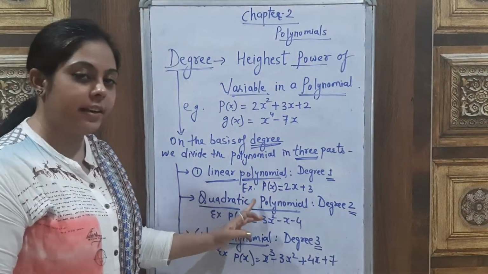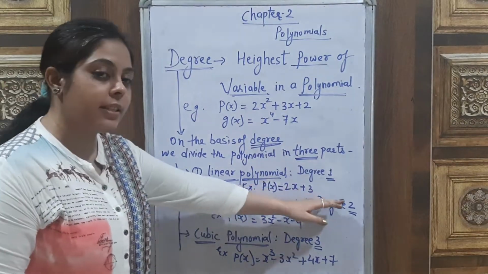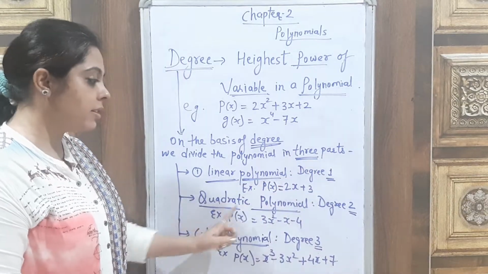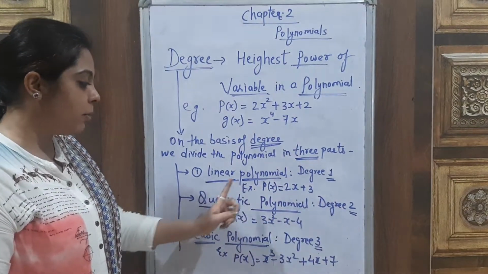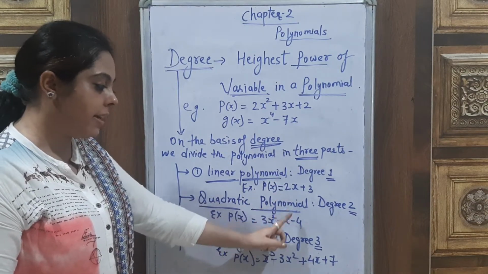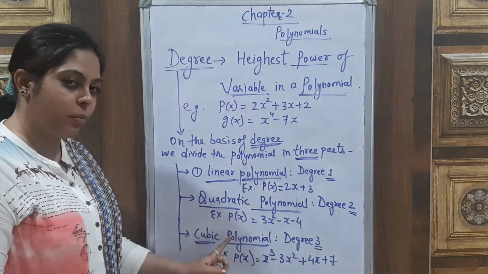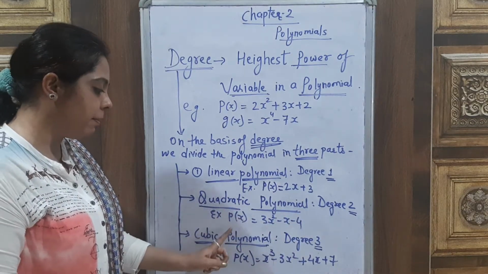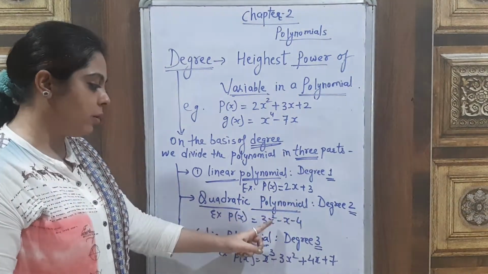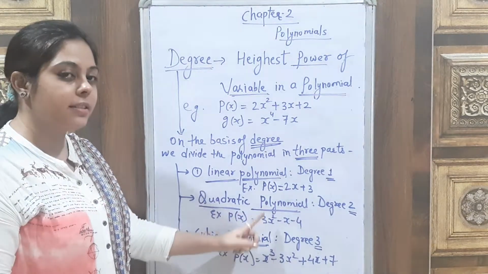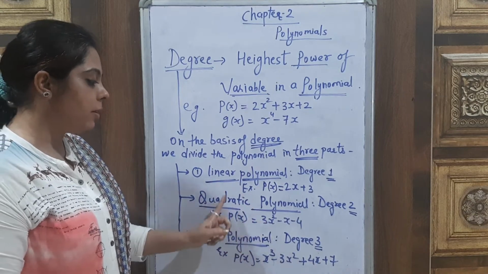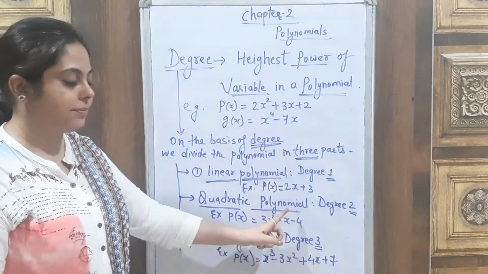Second one is quadratic polynomial. The degree is 2. It means that if the degree of polynomial is 2, so the polynomial will be quadratic. For example, 3x² - x - 4 is a polynomial p(x). Here we have taken a polynomial p(x) = 3x² - x - 4, and in this polynomial the highest power, that means degree is 2, so the polynomial is quadratic polynomial.